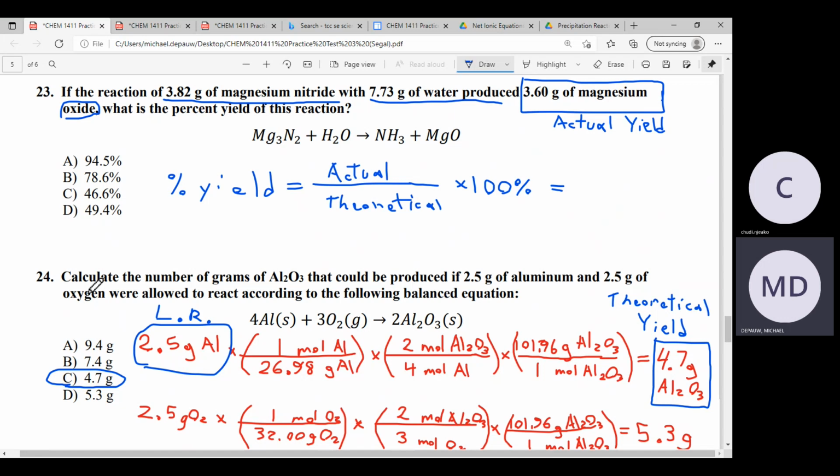Convert each reactant to the same product, and then whichever one is the lesser one, that's your theoretical yield. So we would convert magnesium nitride and water to the, yeah, magnesium oxide? Exactly. So convert grams of magnesium nitride to grams of magnesium oxide, and then convert grams of water to grams of magnesium oxide. Whichever one produced less magnesium oxide, that's your limiting reagent, or that's your theoretical yield, yeah. So that's how it works.